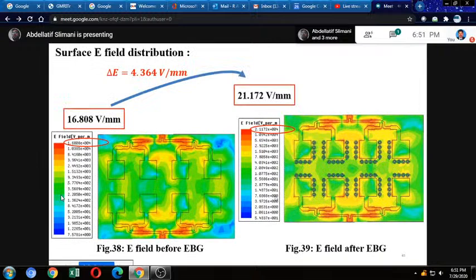Also for surface field distribution. So for the first case, figure 38, we have the field before OBG structures. So the maximum surface field equals 60.808 volts per millimeter. So figure 39, we have the field after OBG structures. So the maximum field is equal to 21.172 volts per millimeter, with a difference in comparison with the first case of 4.364 volts per millimeter. So we can observe that we have an improvement of field distribution after OBG structures.